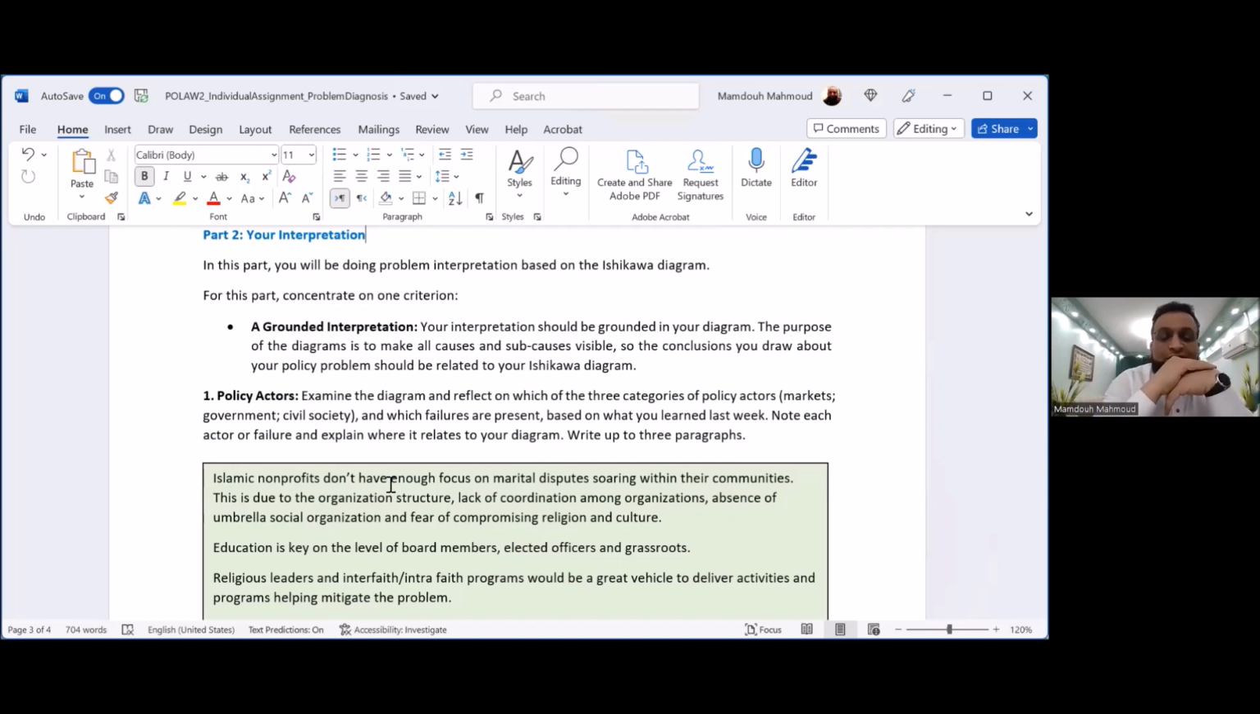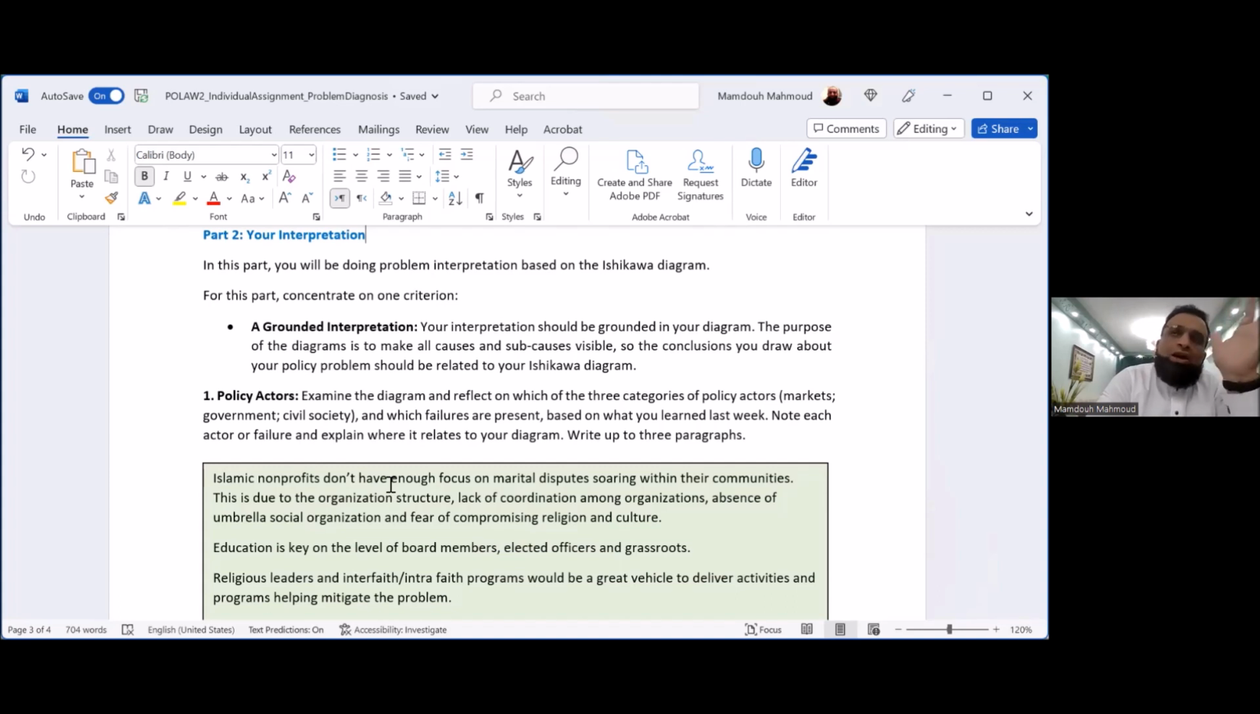The purpose of this diagram is to make all causes and sub-causes of the problem visible to you. So if you start interpreting a cause that's not there, you need to put it there. The conclusions you draw about this policy problem should be related to your Ishikawa diagram. A policy problem is a problem that needs policy. Consider the word policy as the solution and the word problem as the problem: a problem that needs a solution.